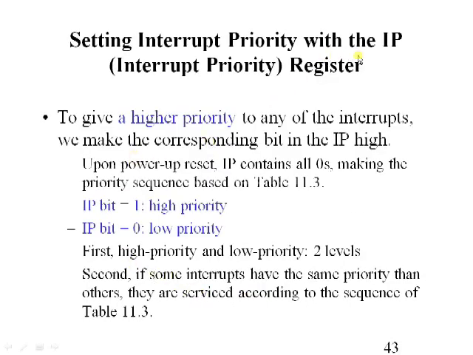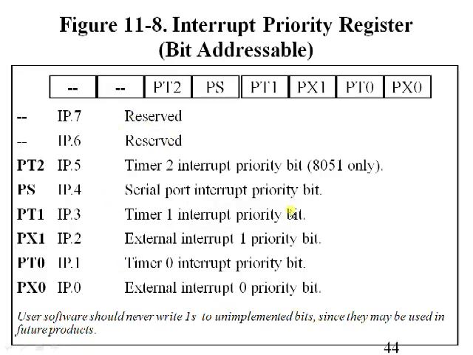Setting interrupt priority, that is user defined priority levels for the interrupts. To give a higher priority to any one of the interrupts, we make the corresponding bit in the IP register high. Upon power up reset, IP contains all zeros, making the priority sequence based on IP bit equals to 1. First, high priority and low priority, 2 levels. Second, if some interrupts have the same priority as others, they are serviced according to the sequence table. So this is the register we are talking about: external 0 priority bit, timer 0 priority bit, external 1 priority bit, timer 1 priority bit, and then the serial communication priority bit. If any of these bits are programmed to 1, then the respective interrupt will be given highest priority.